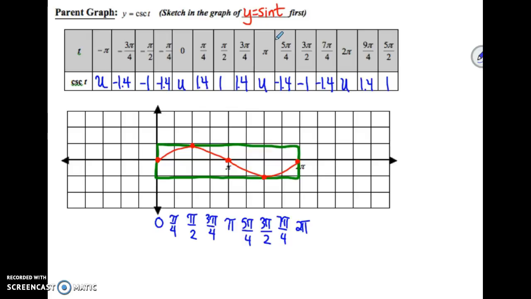Okay, so if I start plotting these points, at 0, my function, my cosecant is undefined, so I'm going to have an asymptote there. Okay, so there's an asymptote right here. And then at pi, I've got an asymptote. It's undefined. And at 2 pi, I've got an asymptote. It's undefined.